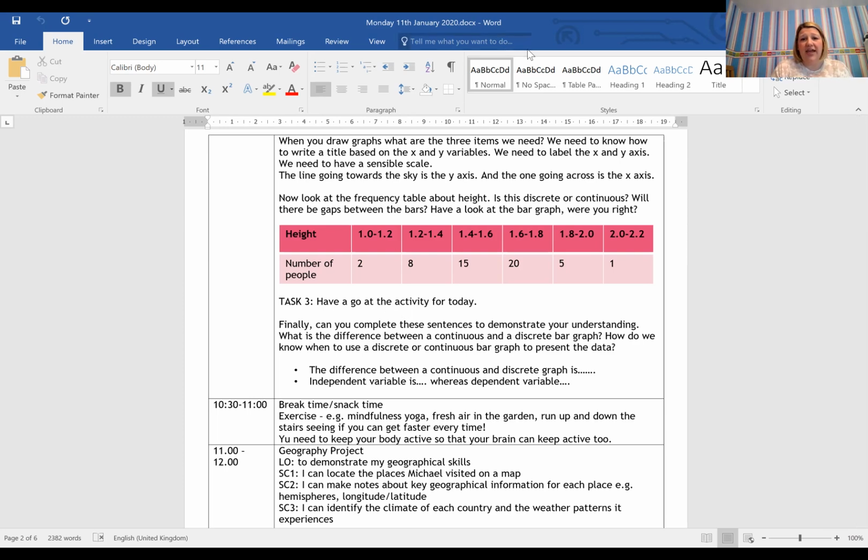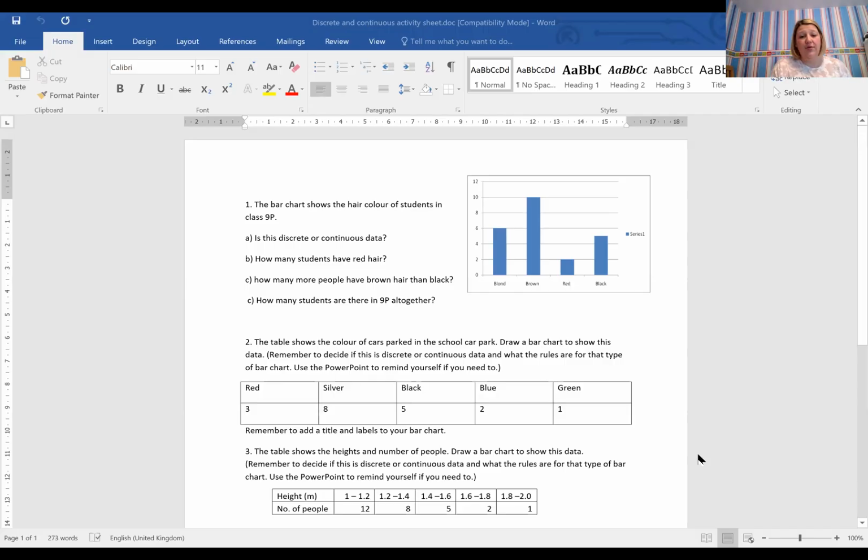But first of all, the activity. Now, you haven't got different sheets for today. Everybody's got the same one, okay? But it depends how far you will get through. So I only expect you to do the maths for as long as it takes you to do the session.